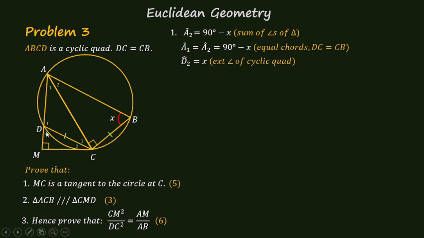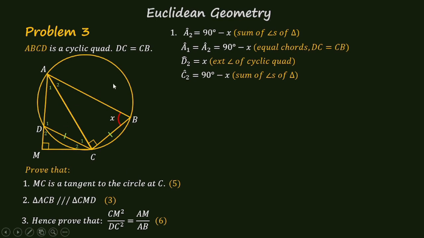I have X over here. I have 90 degrees. Therefore, C2 will be 90 degrees minus X. Those are the sum of angles of a triangle. I have 90, I have X. So to find this, that will simply be 90 degrees minus X as the sum of angles of a triangle. So I found C2 to be 90 degrees minus X.